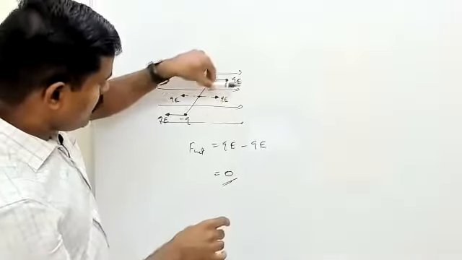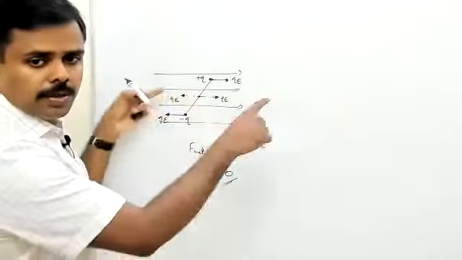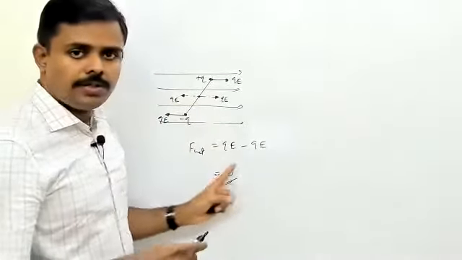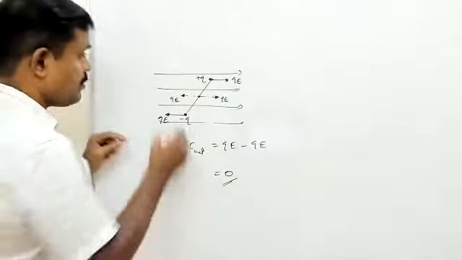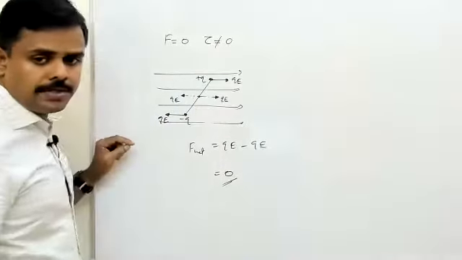I take this force out and put it here. And I take this force and put it here. They are equal and opposite. They will cancel each other. F net is equal to QE minus QE is equal to 0. So what can you say about this? In this case, F will be 0, torque not equal to 0.